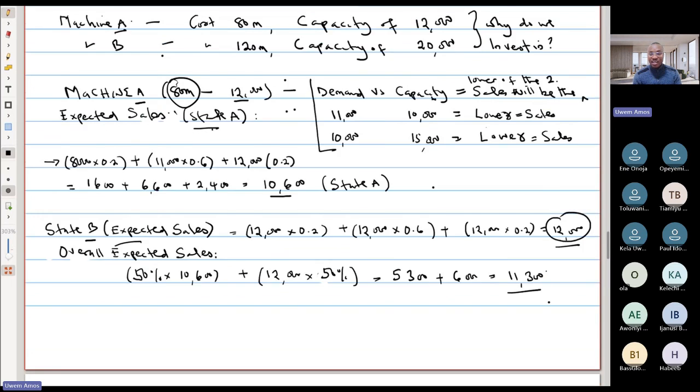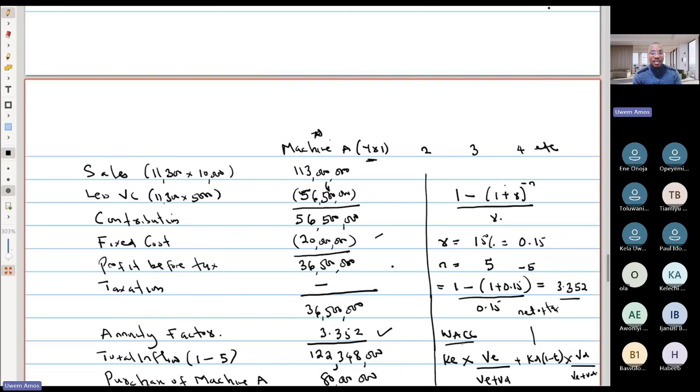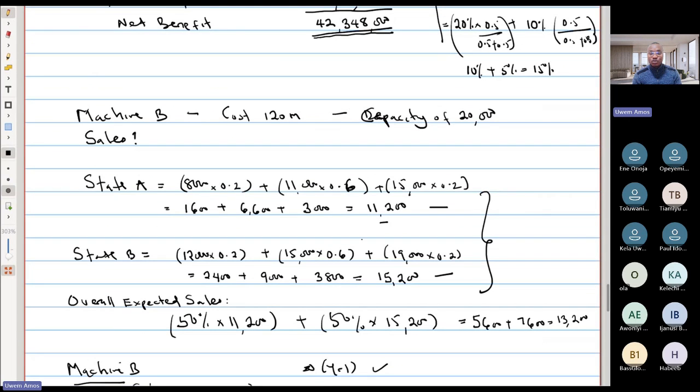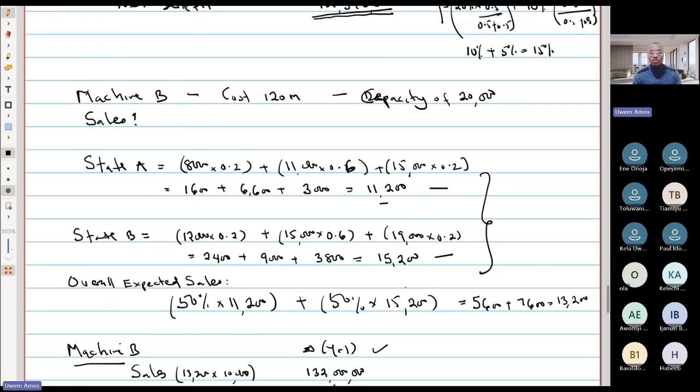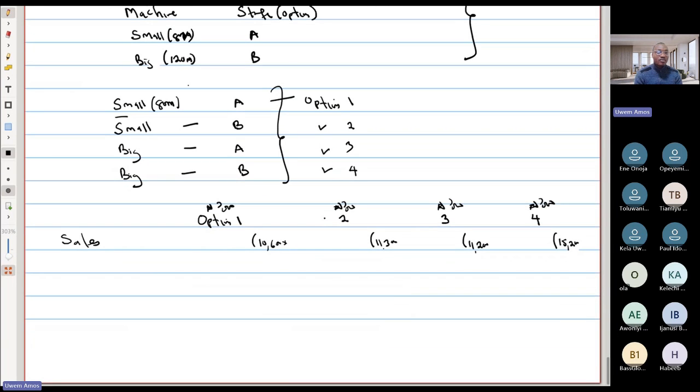So I need to correct it. I picked this overall rather than small B. The big A is 11.2, big B is 15.2. So the other one should be 12,000, guys, not 11.